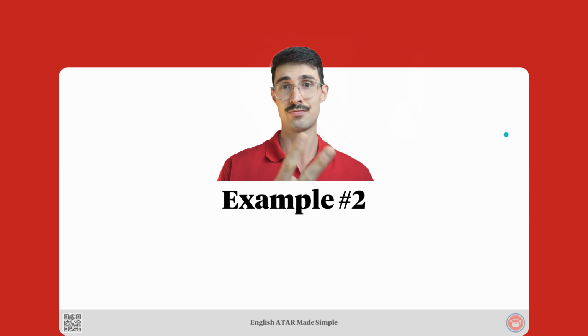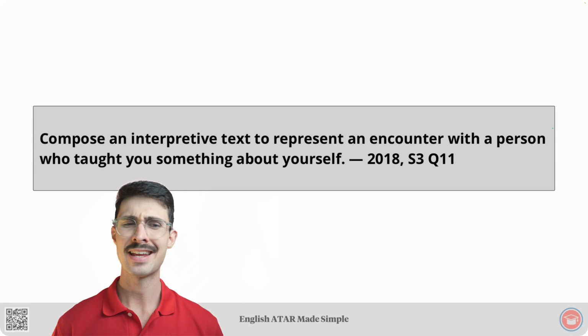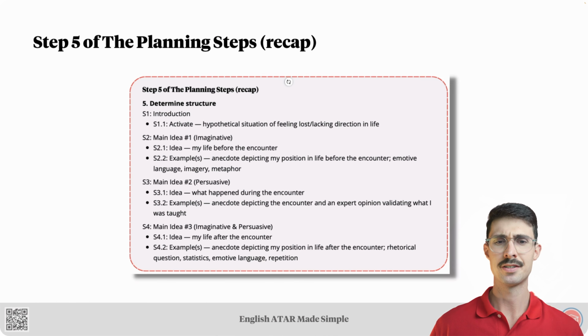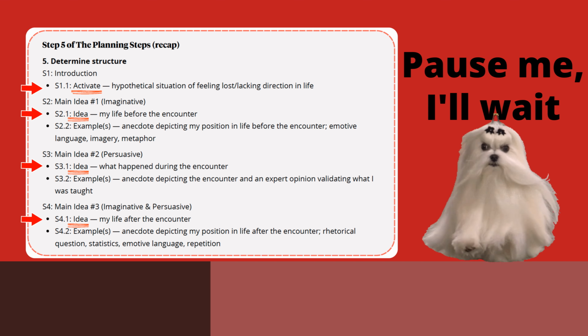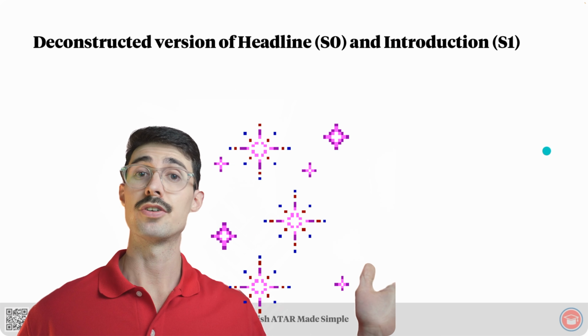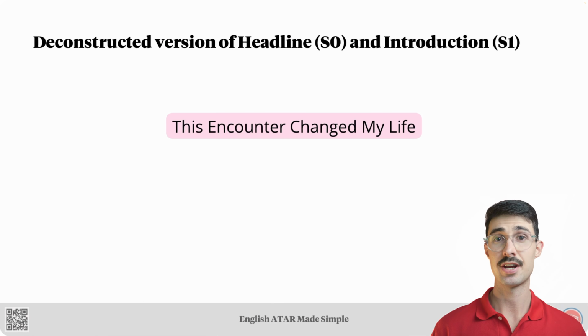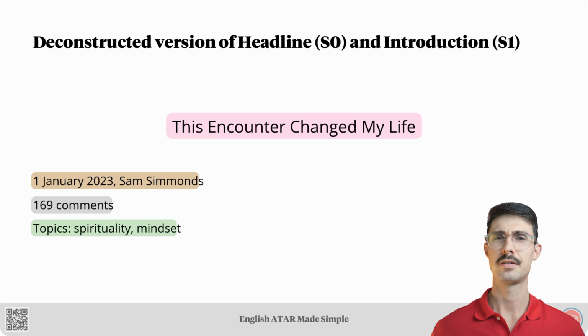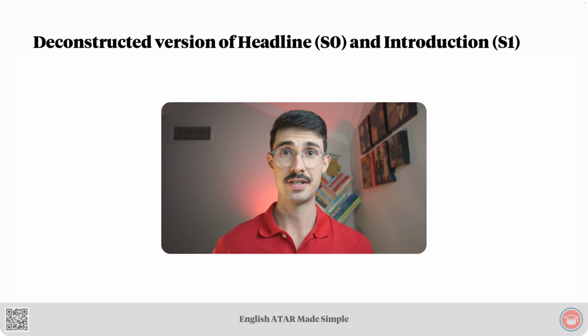Here is example 2. Compose an interpretive text to represent an encounter with a person who taught you something about yourself. Step 5 of the planning steps, recapped. Take a look at the following underlined elements. Original version, deconstructed version. Headline: This encounter changed my life. Byline: 1 January 2023, Sam Simmons. Comments: 169 comments. Topics: spirituality, mindset. That's the headline. This is the introduction, specifically the Activate.